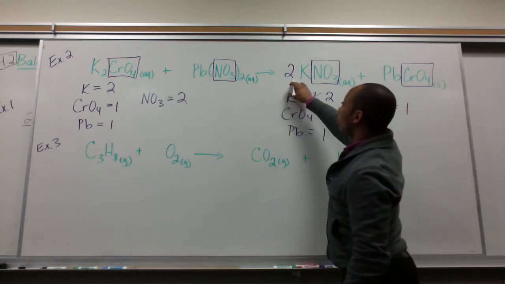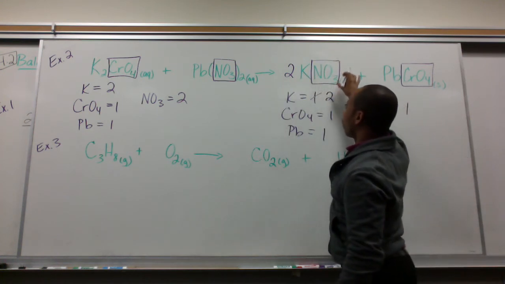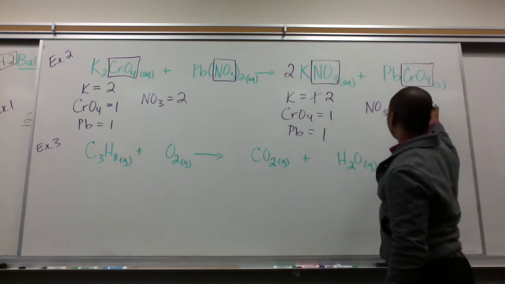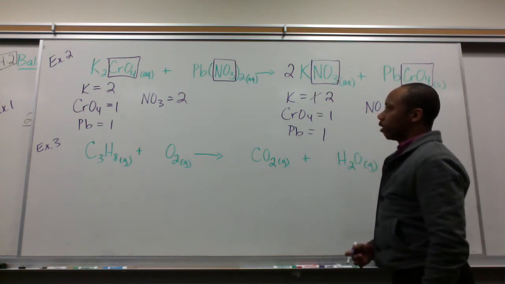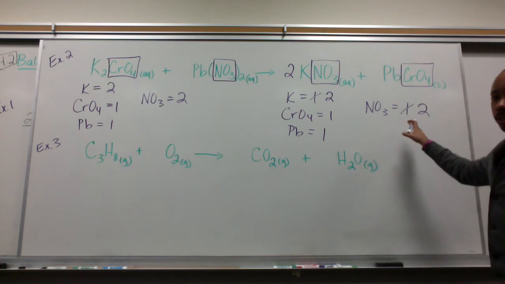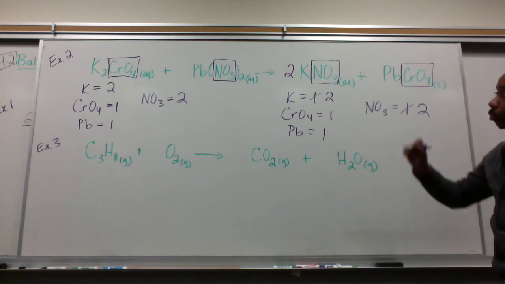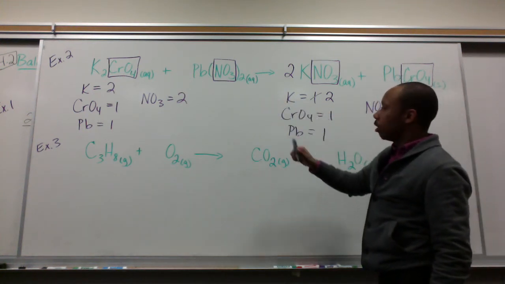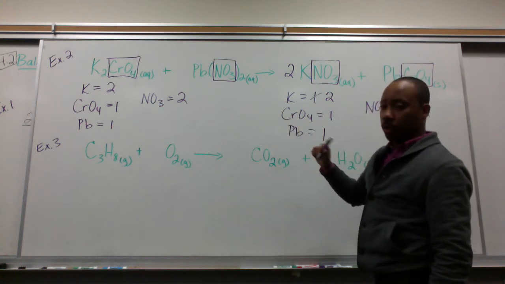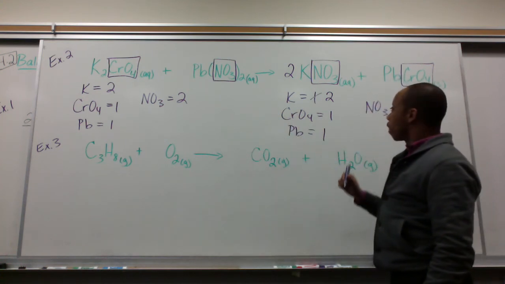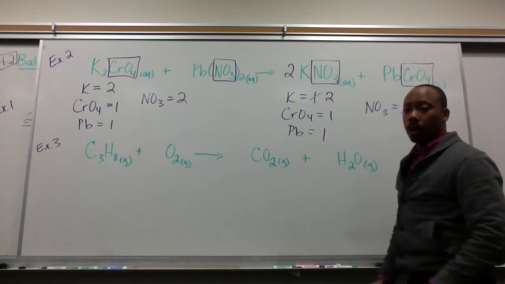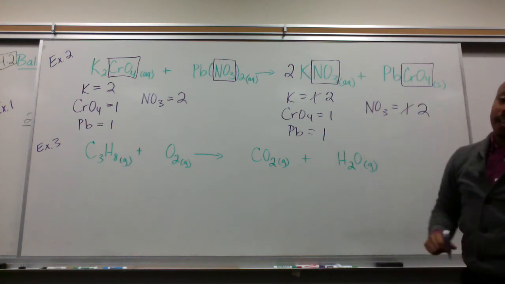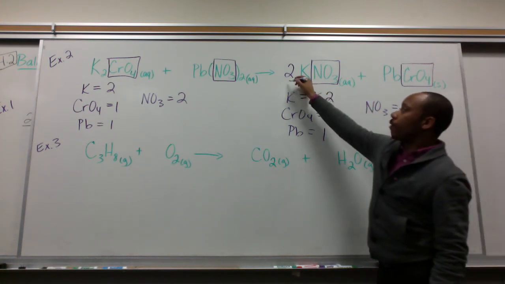Okay, but this 2 also applies to this unit of NO3 here. 2 times my 1 NO3 unit gives me 2 NO3 units. And what do you know? This balances to the other side already, just with this one coefficient. I have 2 potassiums, 1 chromate on either side, 1 potassium, and 2 nitrate groups on each side. Now this equation looked very intimidating at first, but it only needed one coefficient.